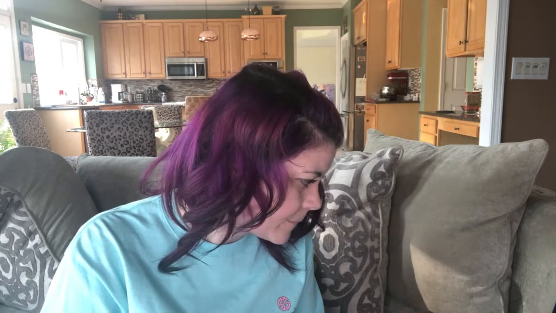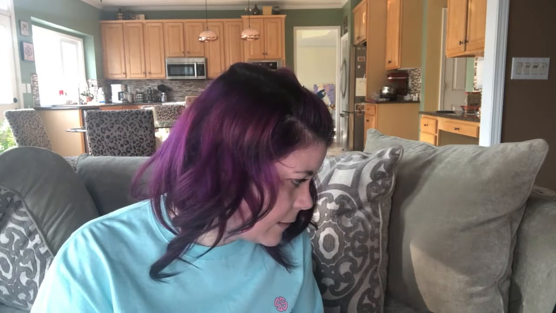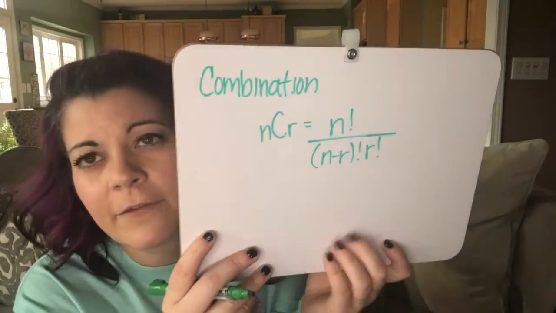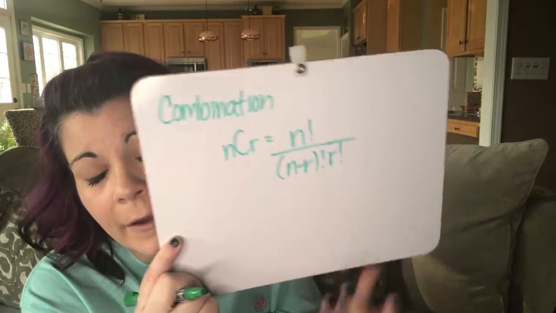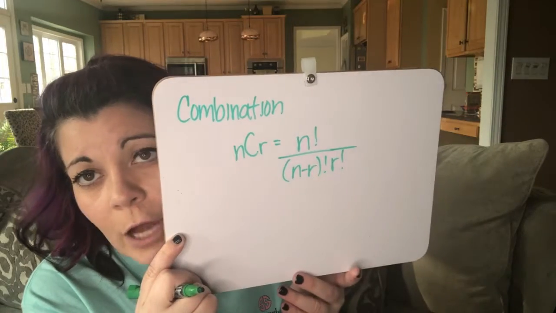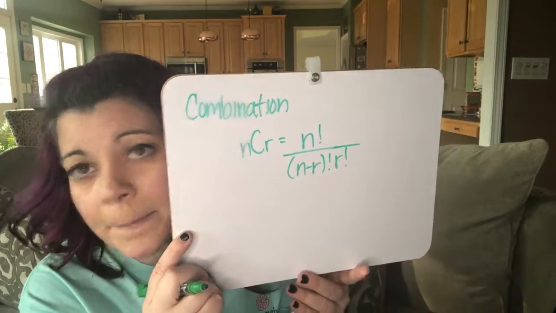And then a combination is where order does not matter. It's a selection of r objects from n objects without regard to order. So combination, nCr, equals n factorial over n minus r factorial and then r factorial. So if you notice, this is a very similar formula. It just has the r factorial down at the bottom as well. So this is combinations where order does not matter.